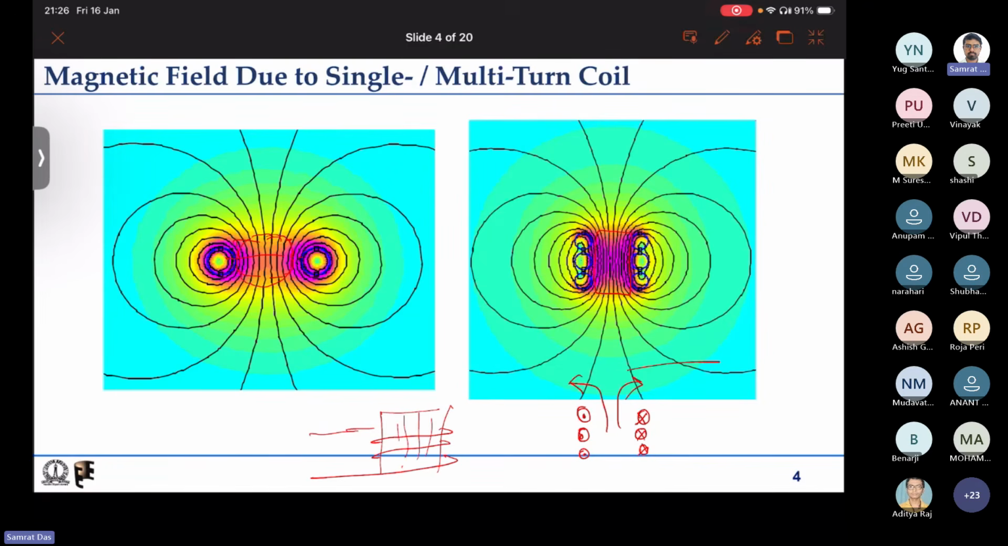So this is what is called a solenoid or a coil, and it is only a non-magnetic former around which we are winding the coil. So it is basically an air core coil.